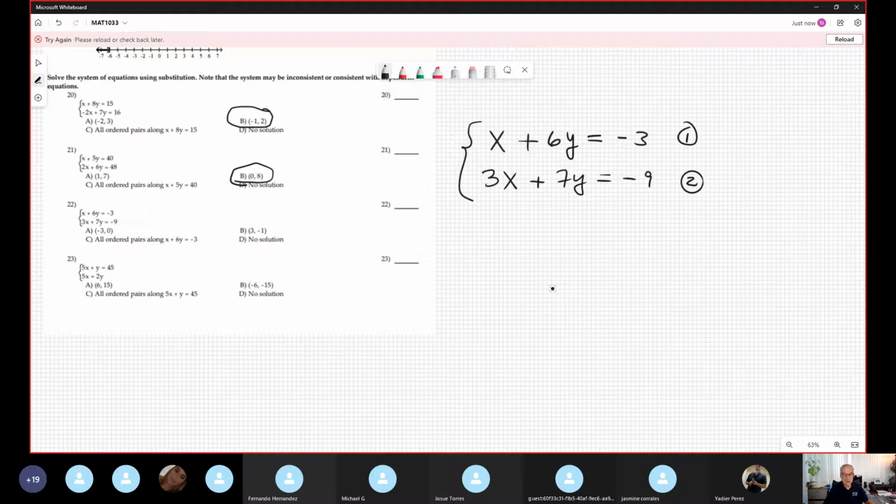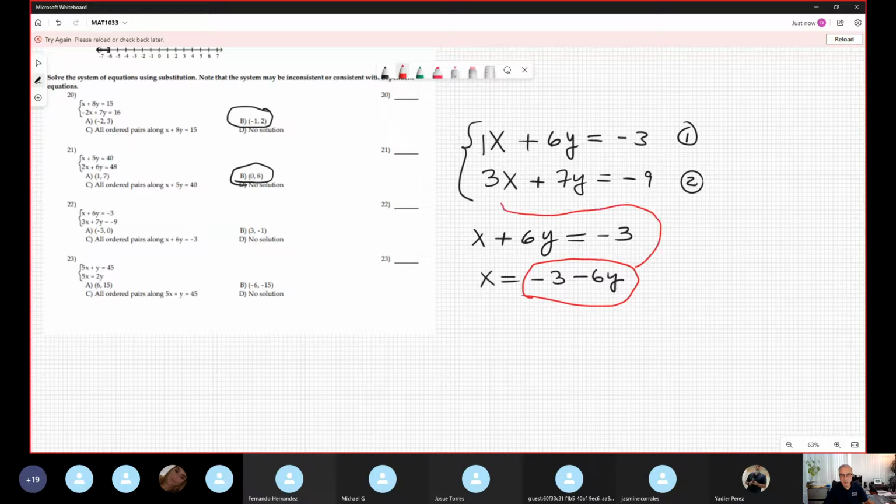And you detect here coefficient 1. You take this one, not necessarily always the first equation, and you isolate it. x is equal to minus 3 minus 6y. And you take this expression and substitute it into equation 2. So if you take equation 1 and isolate the variable, now this expression you substitute in equation 2, another equation.